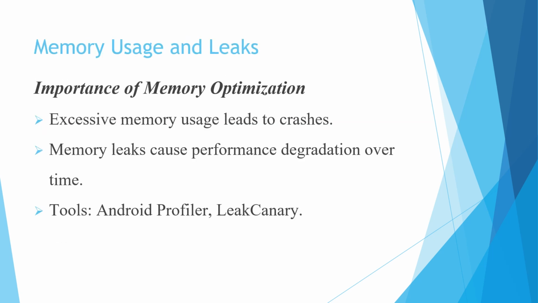Memory usage is another critical performance metric. Apps that consume too much RAM often crash or slow down the entire device. Memory leaks, where your app doesn't release unused memory, can degrade performance over time. To address this, monitor memory allocation using Android Profiler and detect leaks with LeakCanary. Optimize data structures and avoid holding on to unnecessary objects in memory. These steps ensure your app runs smoothly, even on devices with limited resources.